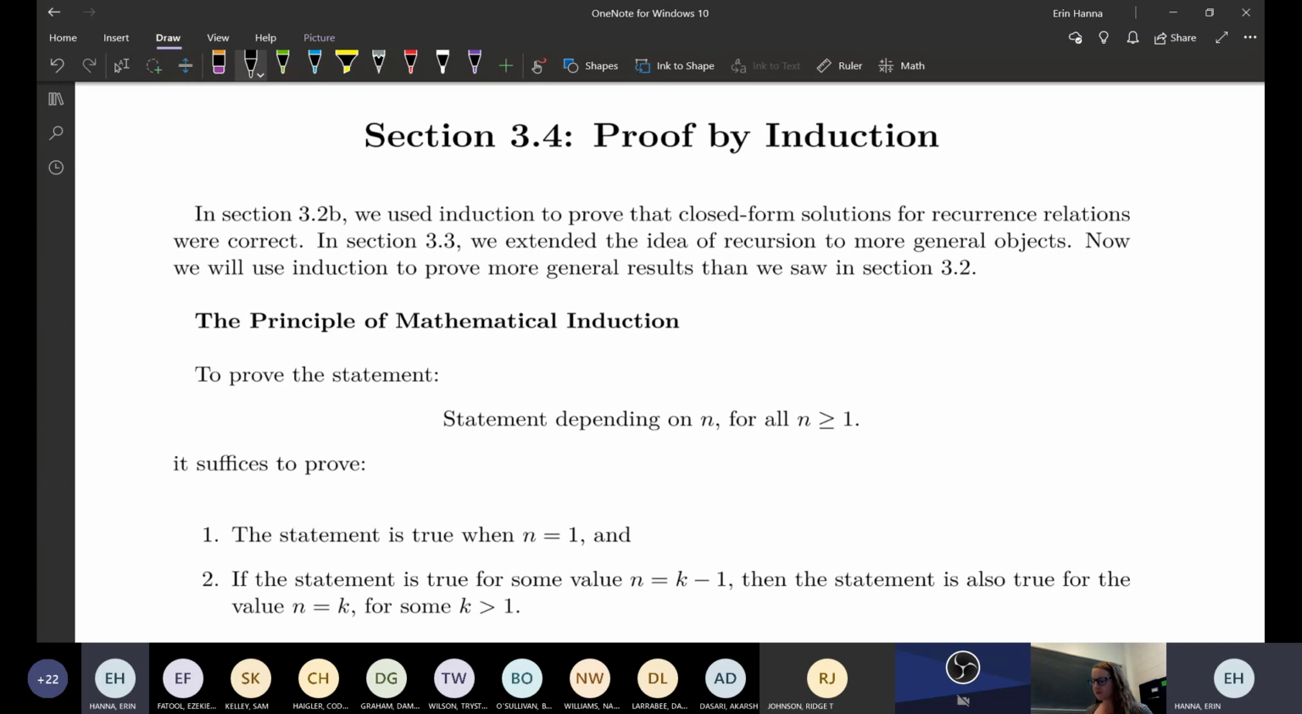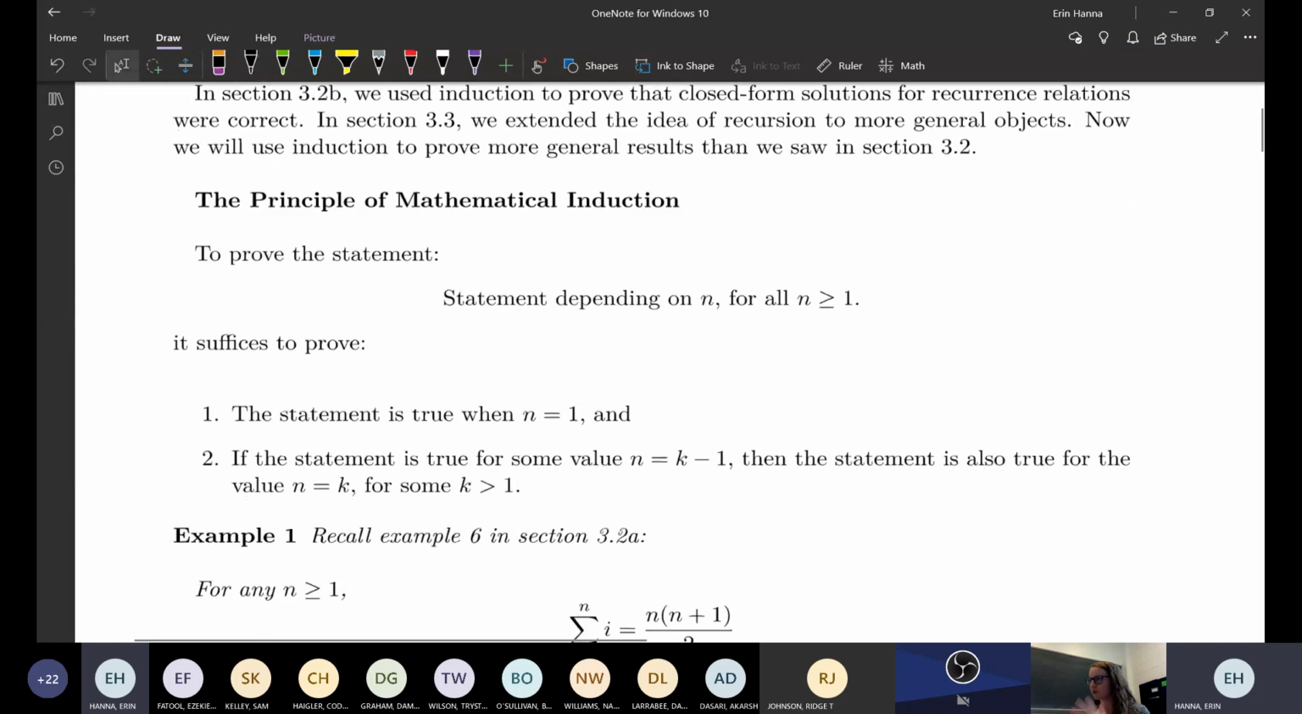So, principle of mathematical induction: to prove a statement depending on n for all n greater than or equal to 1. Remember, we just went over this by reviewing that example. It suffices to prove that the statement is true for some base case, which is usually n equals 1. And then to assume that it is true for some k minus 1 and show it's true for k. So remember, we have those two steps, the base case and the inductive step. And we have to write the inductive hypothesis, of course.